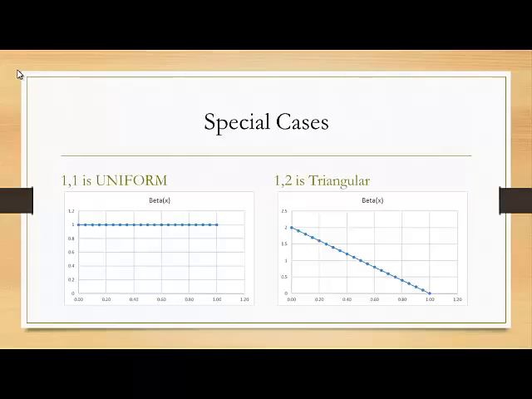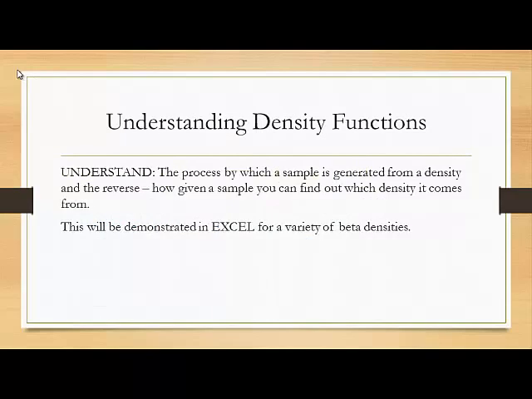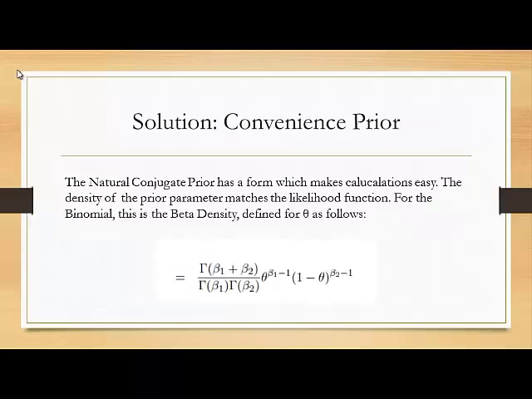and 1. The second case is that if you have 1 and 2, that's triangular density. Again, you can see this. If you have beta 1 equals 1, theta to the 0 is 1. And beta 2 equals 2, then beta 2 minus 1, 2 minus 1 is 1. So you have just 1 minus theta. It's a linear function. And that's the graph of 1 minus theta. If I made it 2 and 1, then it will be theta. It will be a line going up.